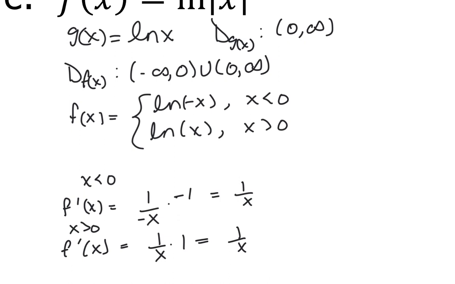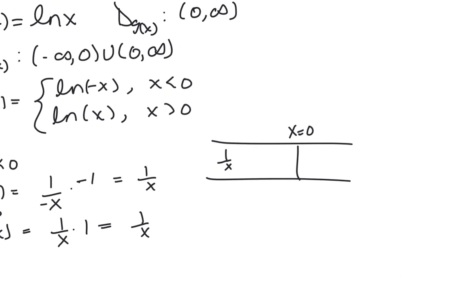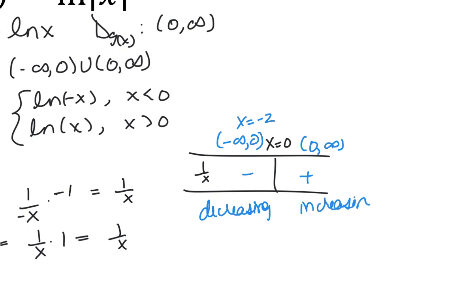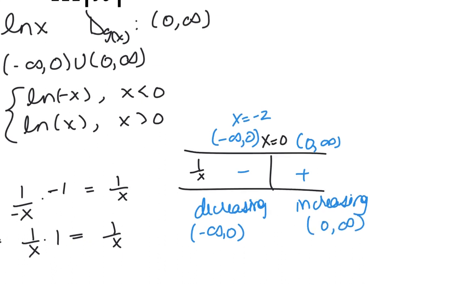So let's go ahead and do the sign chart. 1 over x is my derivative. The only thing I have to worry about is x is equal to 0 because that's where it's undefined. So I have the interval from negative infinity to 0 non-inclusive and from 0 to infinity. Let's choose x is equal to negative 2. This is negative. This means this is decreasing. This is positive. This means this is increasing. So the interval of decreasing is negative infinity to 0. The interval of increasing is 0 to infinity. There is no critical point, right? There's just no critical point.